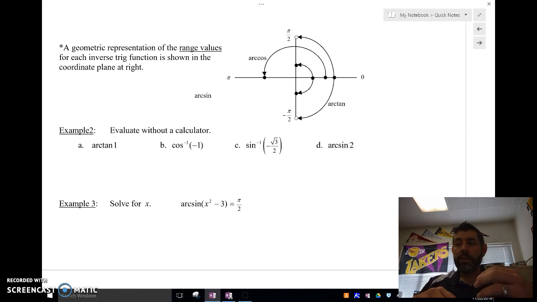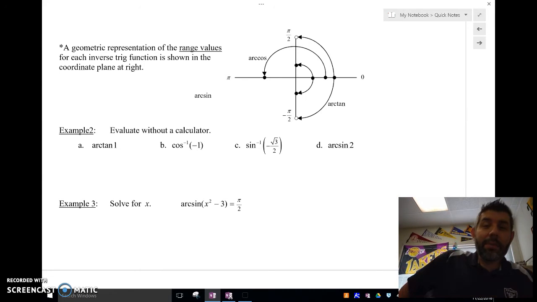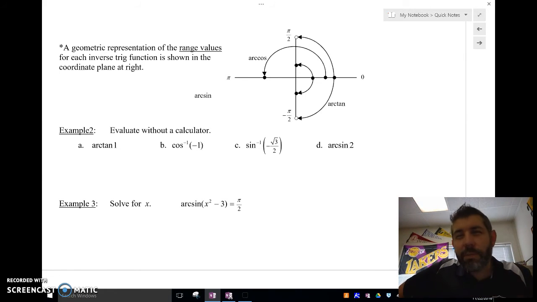What I'm going to do for these next problems, I almost had that fly, is use a unit circle. So I'm going to assume at this point that you have a strong grasp of the unit circle.